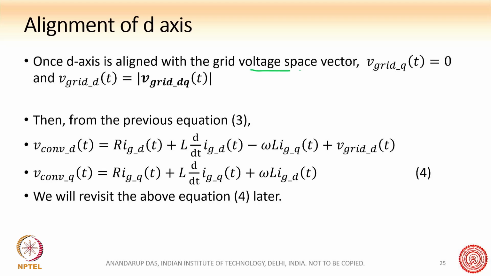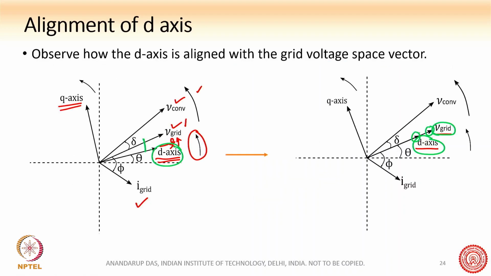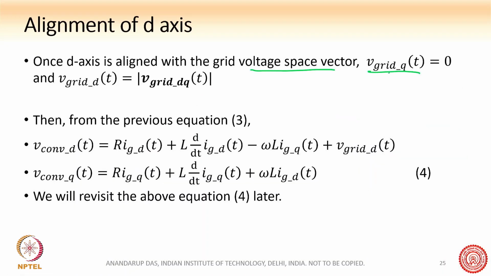Okay, so when the grid voltage space vector coincides with the D axis, then V grid Q becomes 0. That is obvious here. You can see the grid voltage does not have any projection on the Q axis because it is fully aligned with the D axis. So V grid Q becomes equal to 0, and V grid D has the full magnitude.